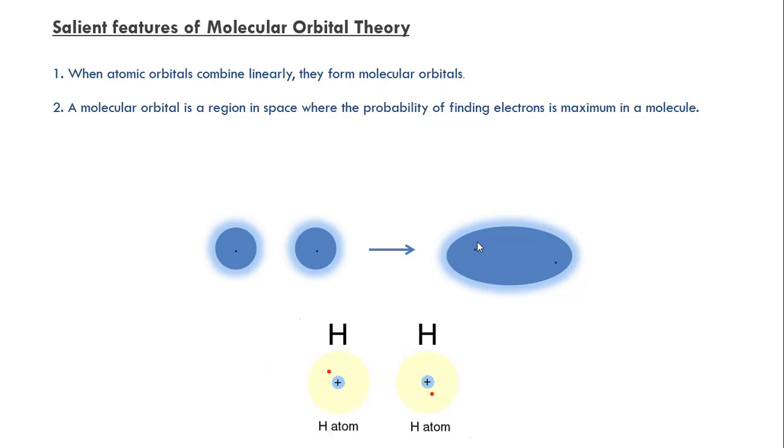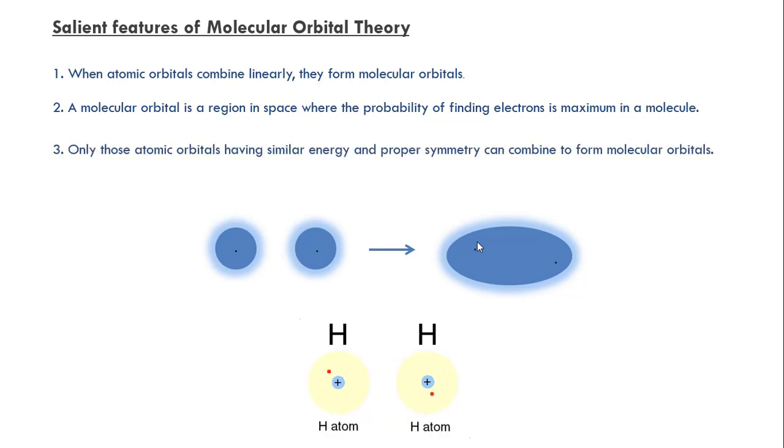So if two atoms combine, the two nuclei will be there, and around the two nuclei all the electrons of each atom will revolve. So the probability of finding the electrons is maximum in the molecular orbitals, even more than in the atomic orbitals.